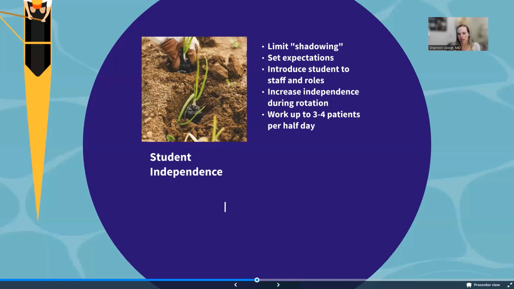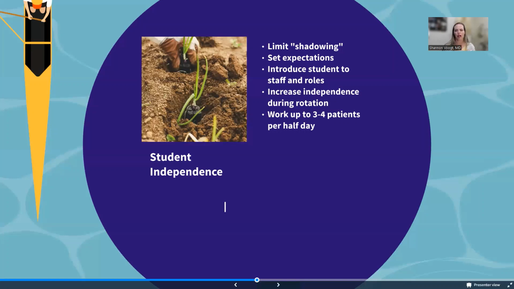As the student goes through the rotation, you're going to increase their independence. So perhaps they've never done a pap smear. They might watch you the first time, and then the next time they might do it with your help. And then the third time you just watch. So as they go along, increase their independence and watch for that.